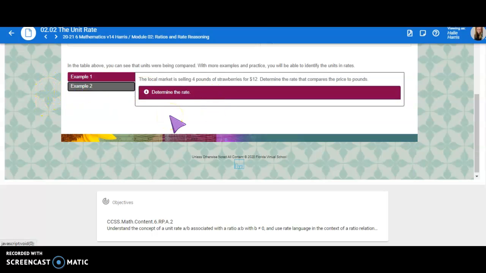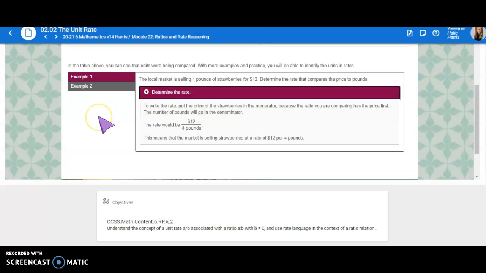You can also see example 2 here. The local market is selling 4 pounds of strawberries for $12. So our rate is $12 for 4 pounds of strawberries.